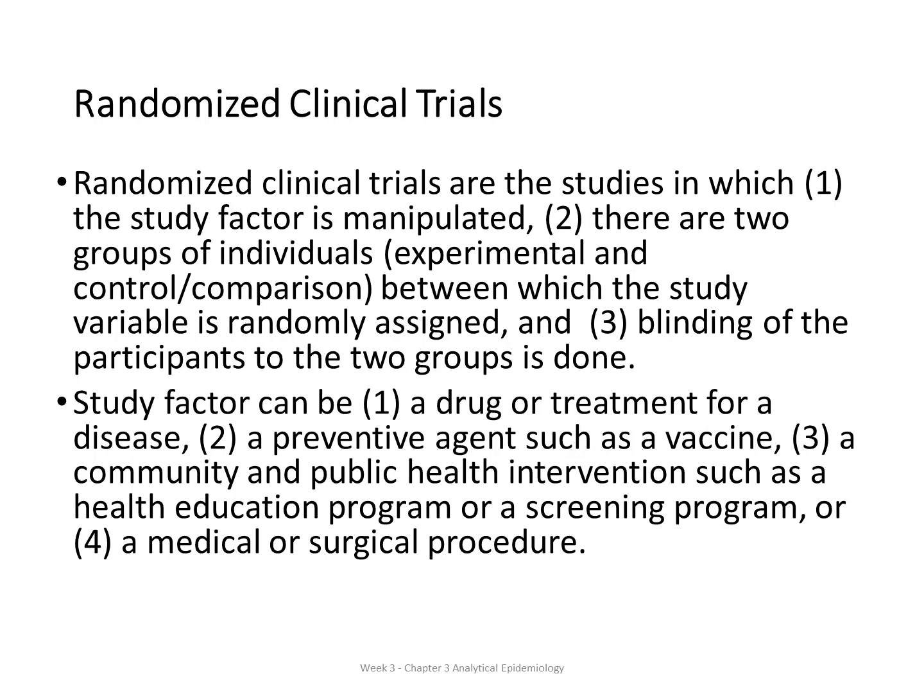So now we are going to go over randomized clinical trials a little bit more. Again, the study factor is manipulated, and there are two groups, the experimental and the control groups. Ideally, the participants are blind and don't know which group they are in. The study factors may be drugs or treatments for a disease, a preventive agent, a community or public health program or screening program, or it could also be a medical or surgical procedure.